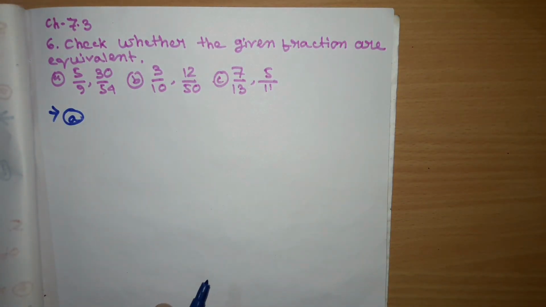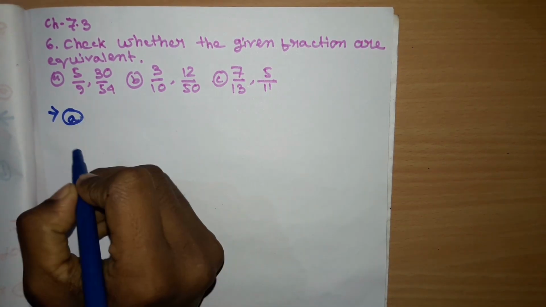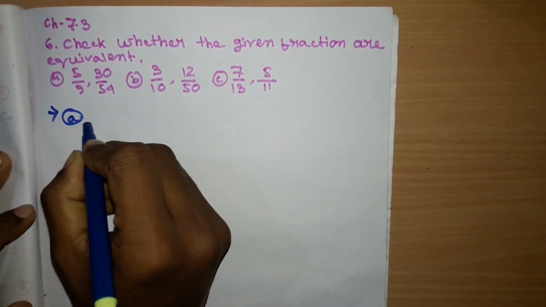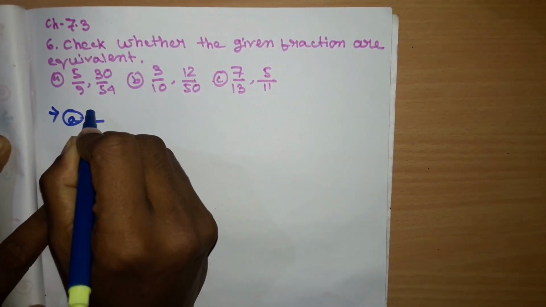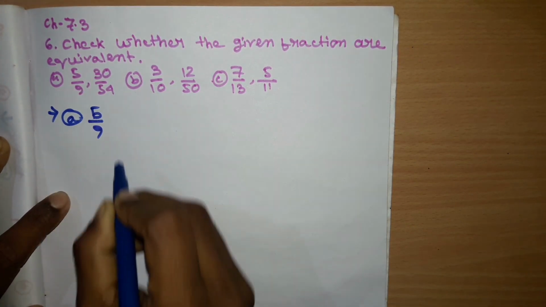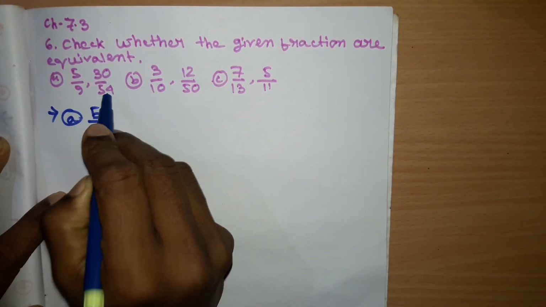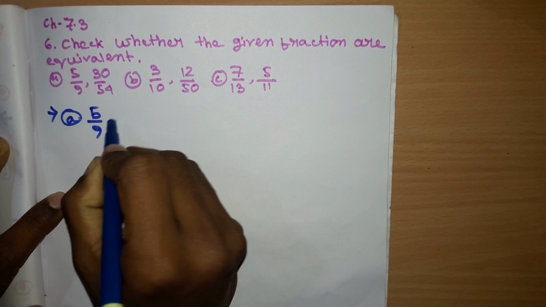So today's question is to check whether the given fractions are equivalent or not. So we're doing number A. I'm writing here 5 by 9, and it is 30 by 54.